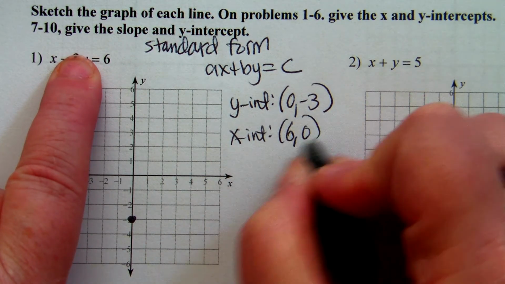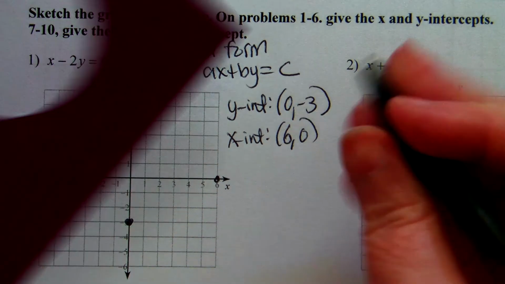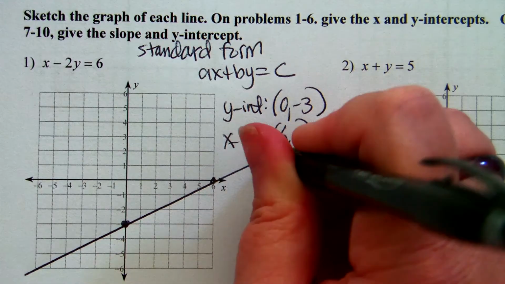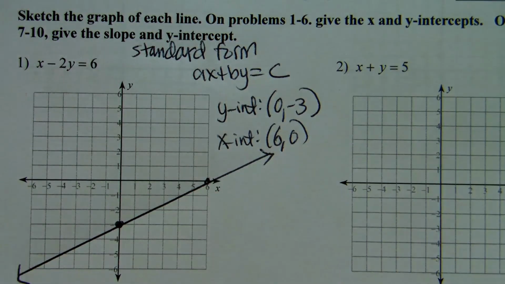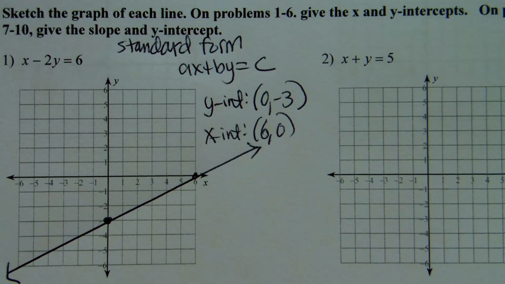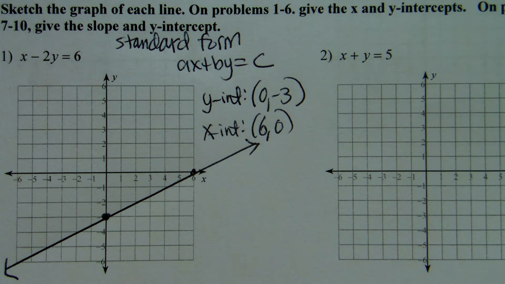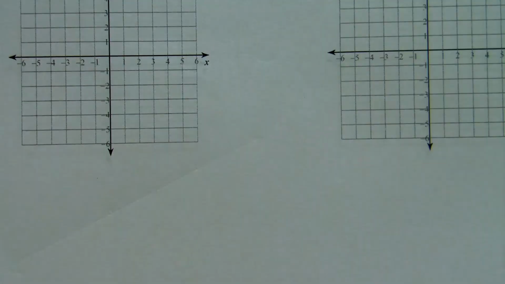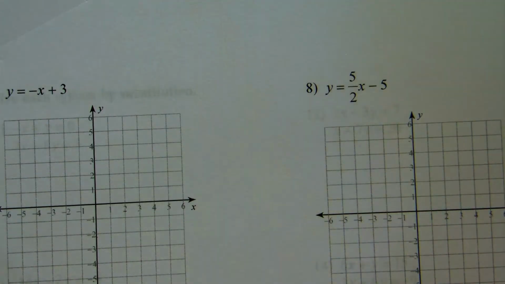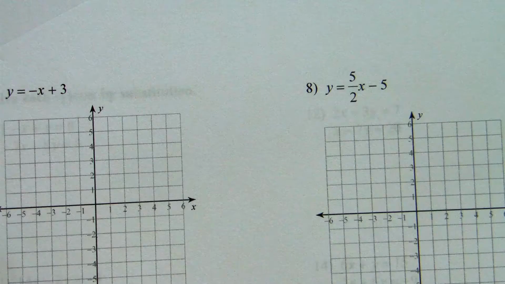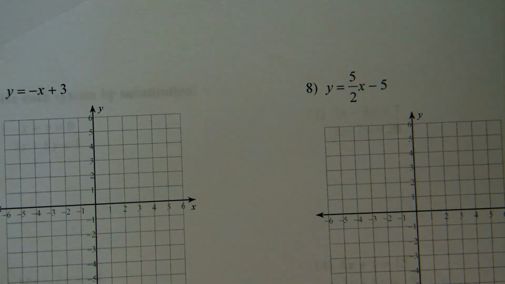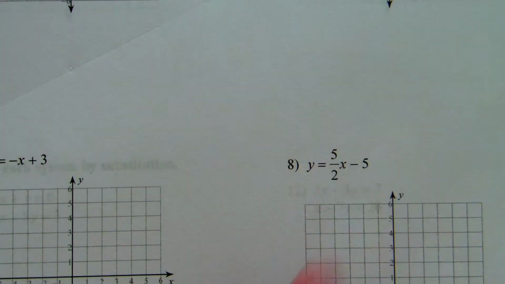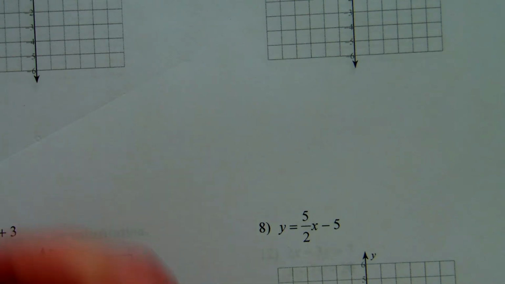(6, 0). And then you use something straight, a ruler, ID card, whatever. So that's our line, and we gave the y-intercept and the x-intercept as ordered pairs. So that's the first couple problems. Let me circle the ones that we do, and you'll do the rest for homework. It's going to be due Wednesday at 10, so you have a little bit of time to do it.